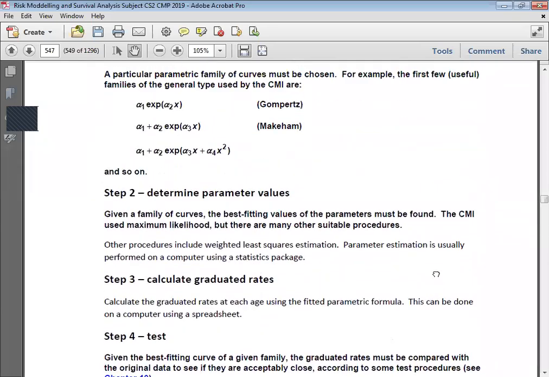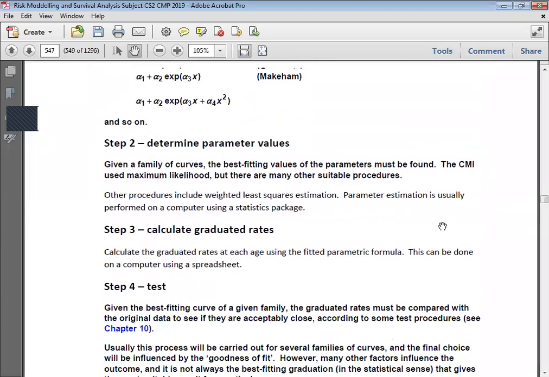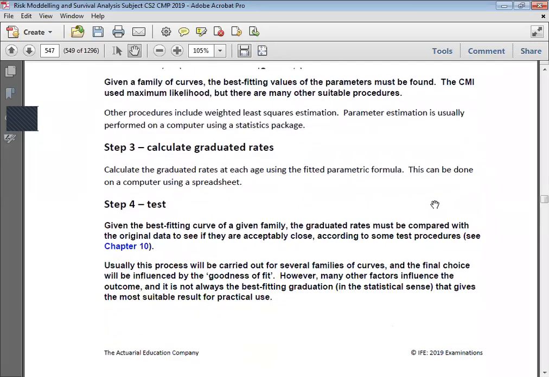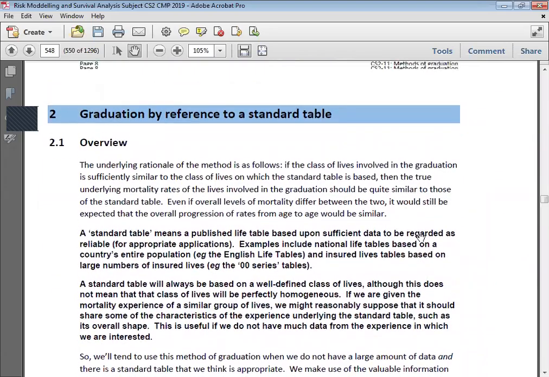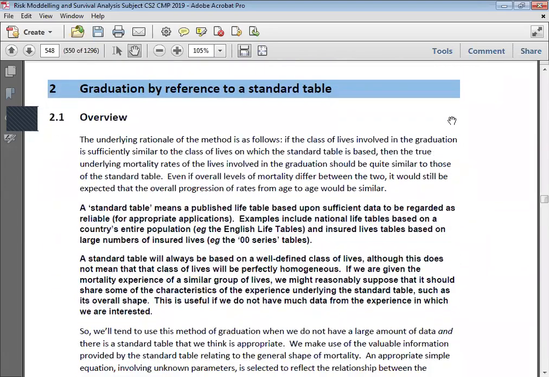Then you will have to determine the parameter values. To determine parameter values, you can use weighted least squares or MLE or anything else, so it's up to you. And once we have the graduated rates, you will have to do a test to see whether it fits the original crude data that you have well enough for our purposes. So I guess that is all about graduating your mortality rates using some particular formula. Any doubts with this?